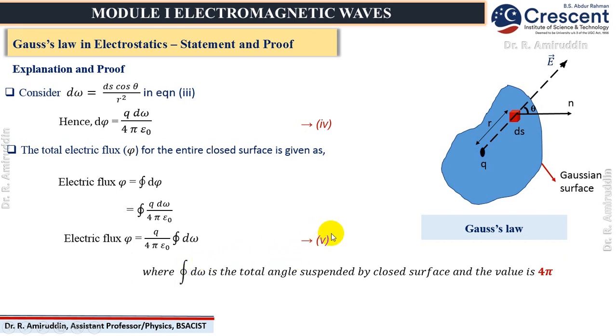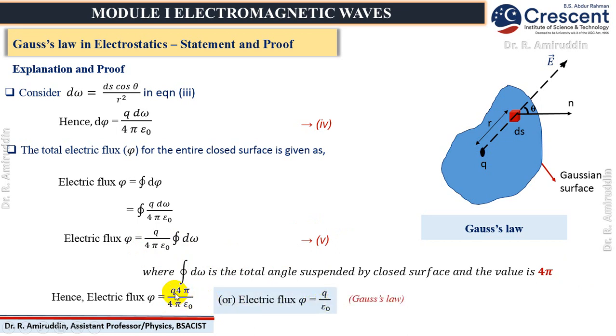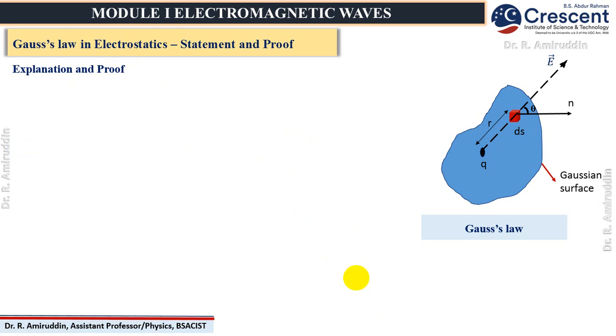So we can rewrite equation number 5 and we can write the electric flux is equal to q times 4 pi divided by the denominator term, that is 4 pi epsilon naught. So we will strike out the common terms and finally we will have the electric flux that is equal to q by epsilon naught, which is simply the Gauss law. So finally we have explained the Gauss law and we have derived the Gauss law with proof. So we have the electric flux phi is equal to q by epsilon naught, that is Gauss law.